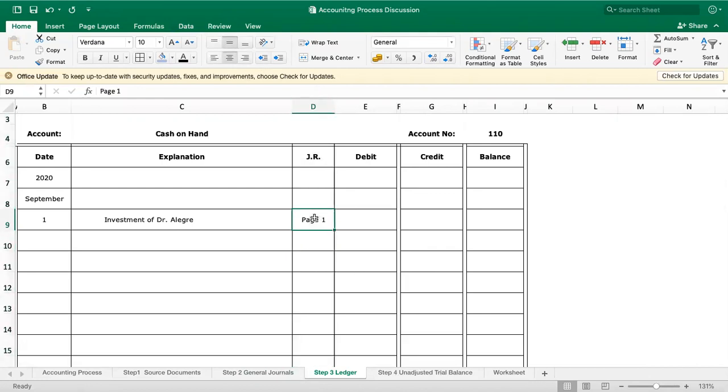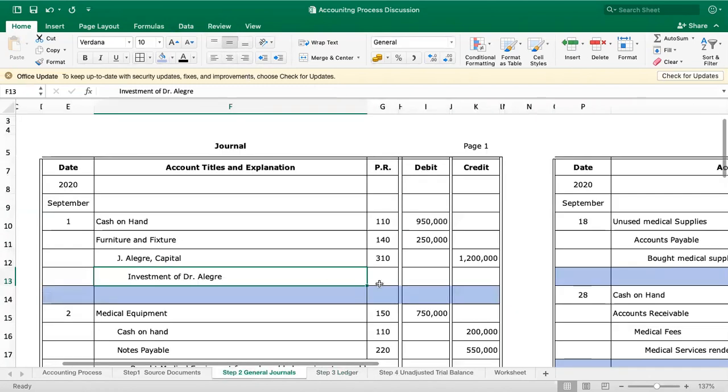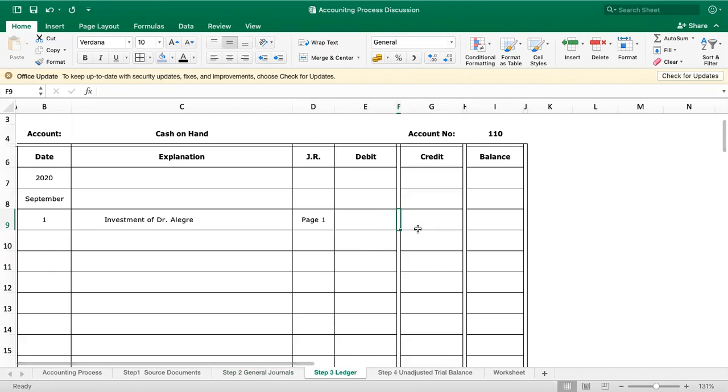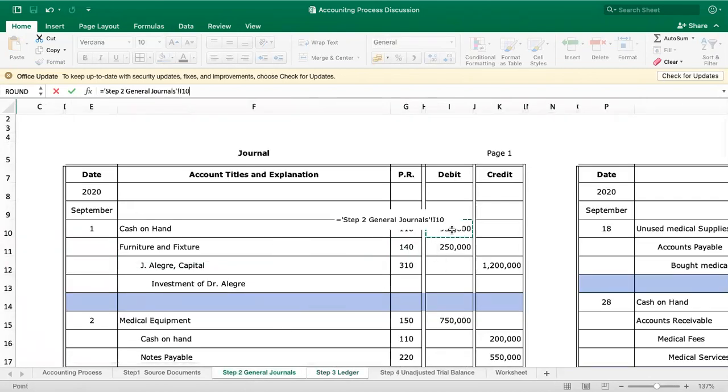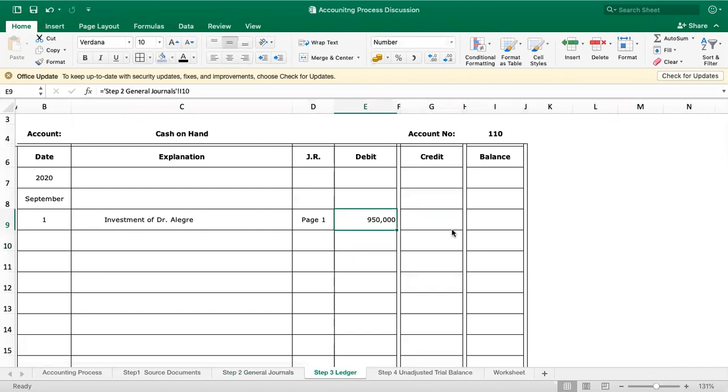So this transaction can be found on page 1. Again, the amount is debited. So debit 950,000. Because we are using Excel, we can just copy this. Okay, that's 950,000. Next transaction.